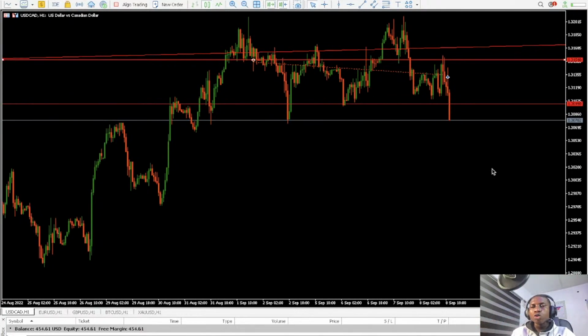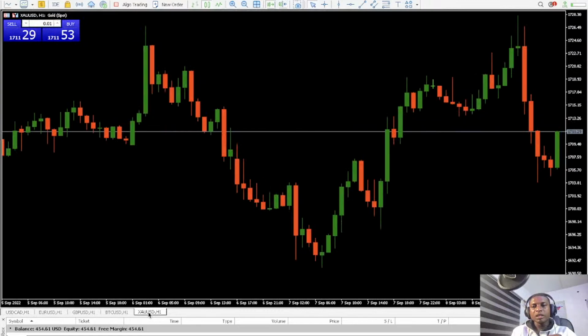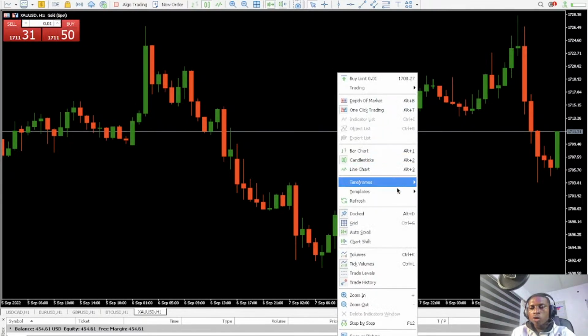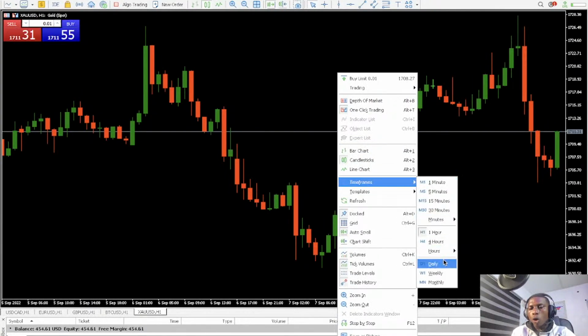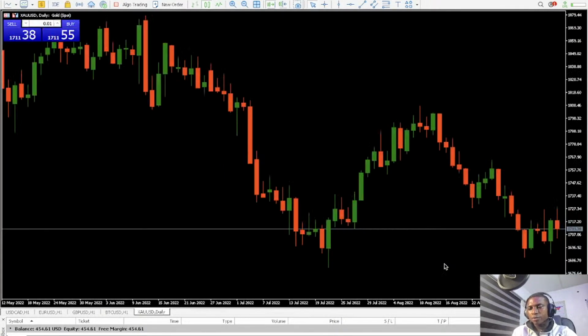Let's look into another currency pair, and that would be gold. Okay, so now this is gold. So let's run some analysis on gold.